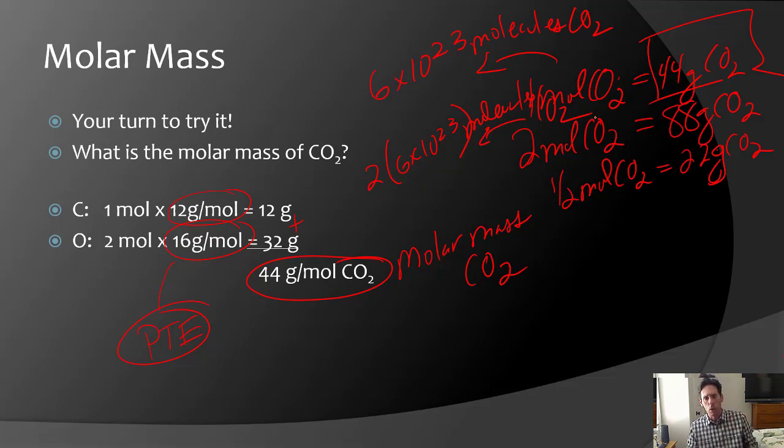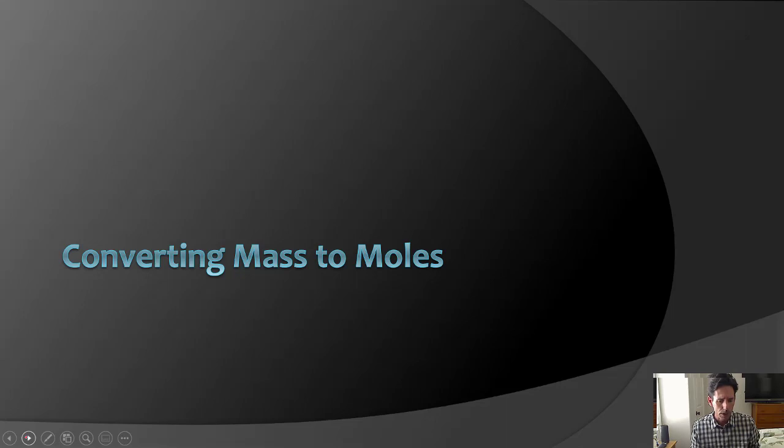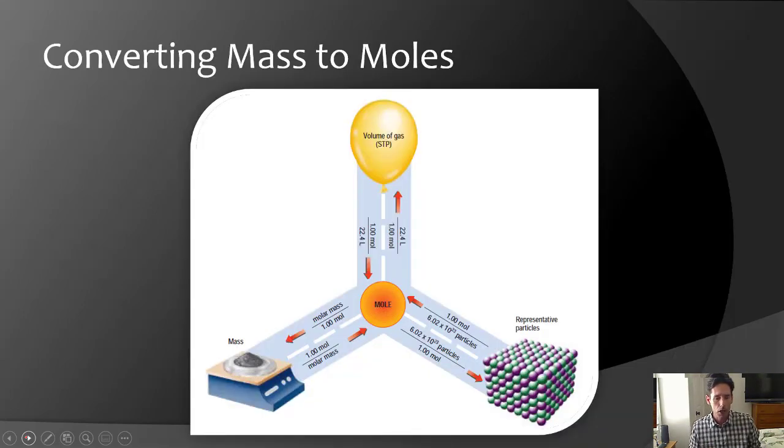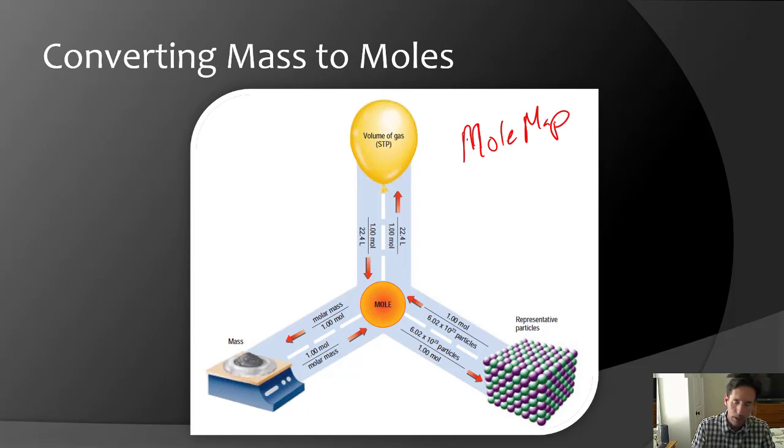So I'm going to show you what we can do with this and how we can calculate some stuff with it. A lot of times what we're going to be asked to do is convert from mass to mole or mole to mass. So we're going to start with mass to mole. To help you out, I've got what I call the mole map. I'm going to be constantly referencing this particular map in order to help us go from mass to mole or mole to mass.